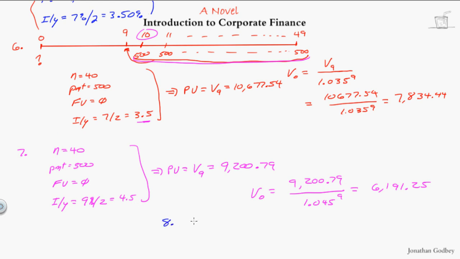Number 8, which machine is the most valuable? Number 5. Because they all pay the same amount of money, but some pay sooner rather than later. Some have a higher interest rate, some a lower interest rate. Lower interest rate is better. Let's think of that as lower risk. Sooner is better. So number 5 is the winner, and that's questions 1 through 8.